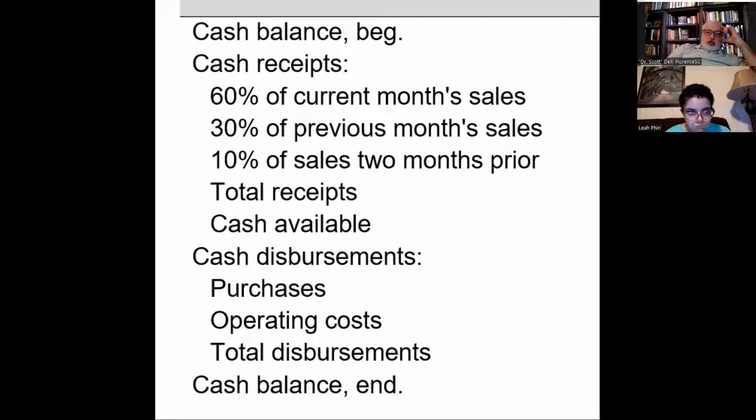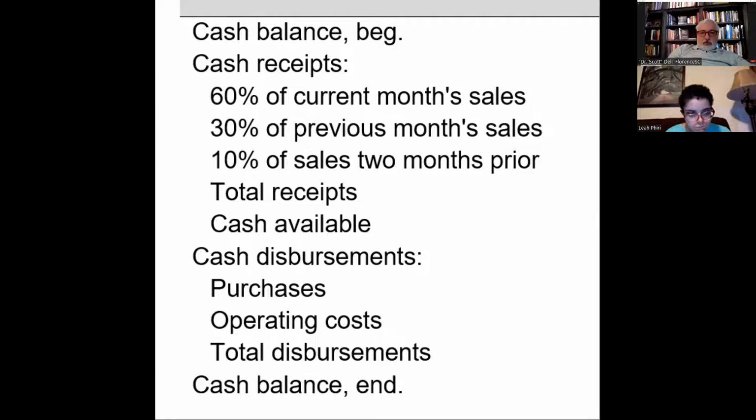So our cash budget now looks like something like this. We start with the beginning balance in cash, which is the ending balance from the previous month. And then we take 60% of current sales, 30% of previous sales, 10% of 2 months prior sales. We get total receipts. We add our beginning balance, we get total cash available. And then we pull out our purchases, our operating costs, and our disbursements, and get an ending cash balance. So let's go ahead and do that.